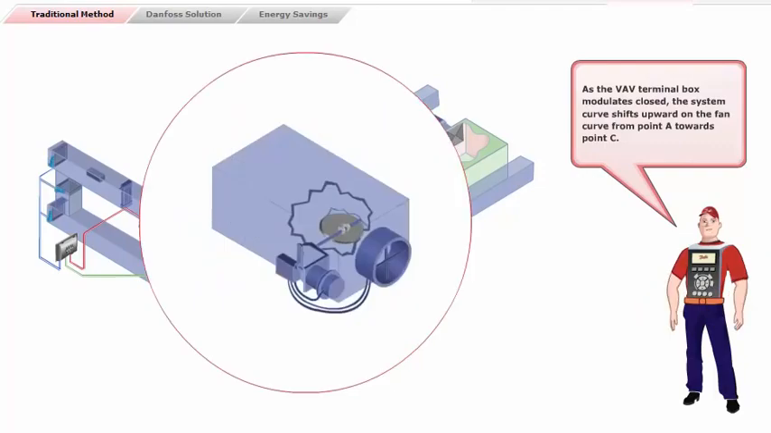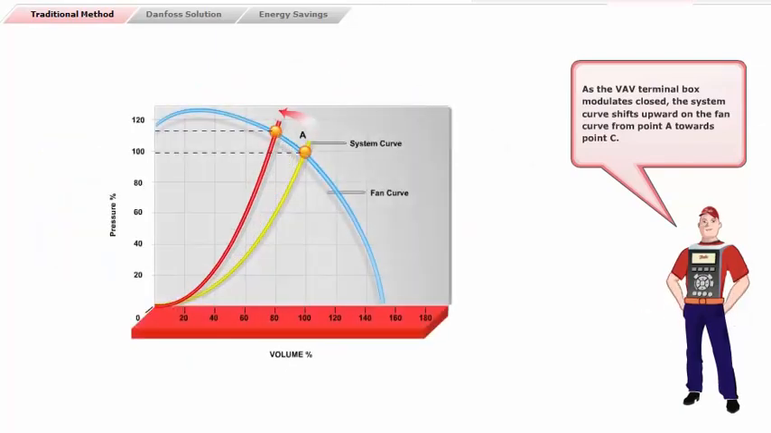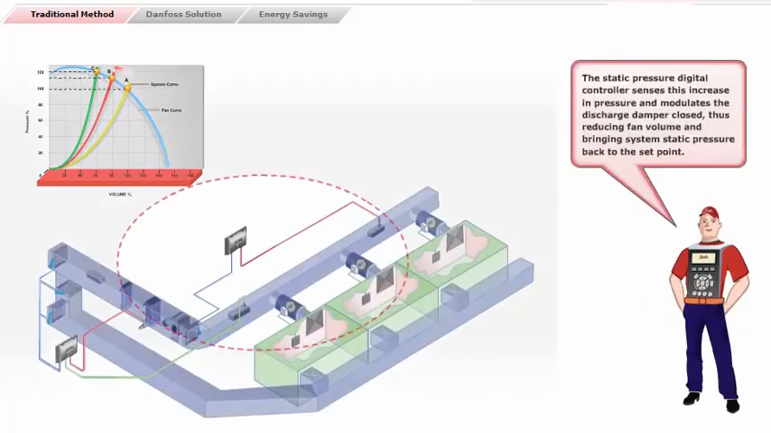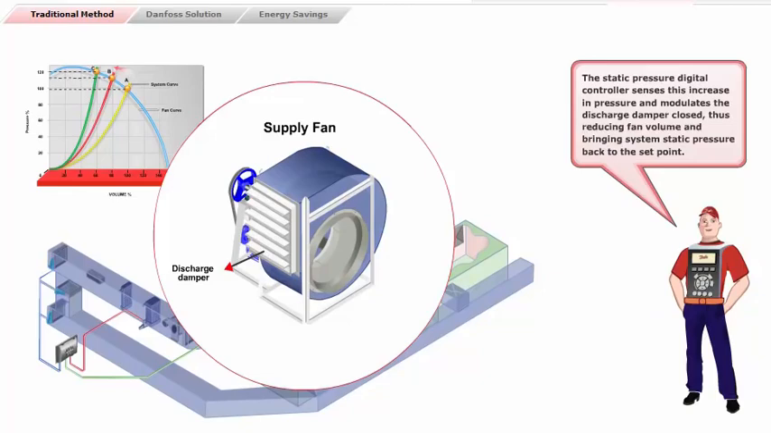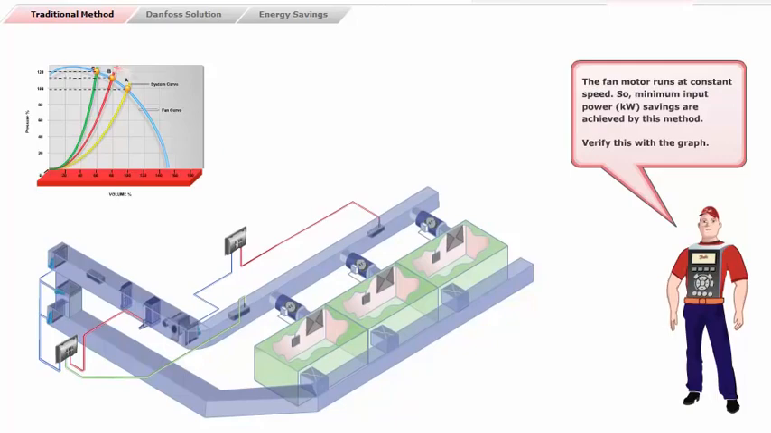As the VAV terminal box modulates closed, the system curve shifts upward on the fan curve from point A towards point C. The static pressure digital controller senses this increase in pressure and modulates the discharge damper closed, thus reducing fan volume and bringing system static pressure back to the set point. The fan motor runs at constant speed, so minimum input power savings are achieved by this method. Verify this with a graph.